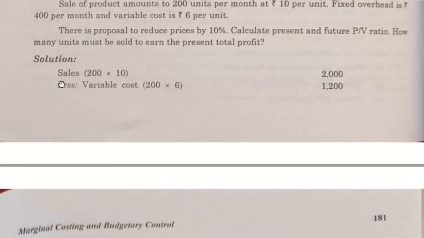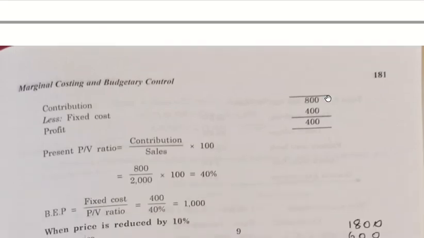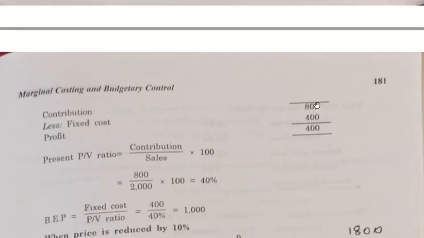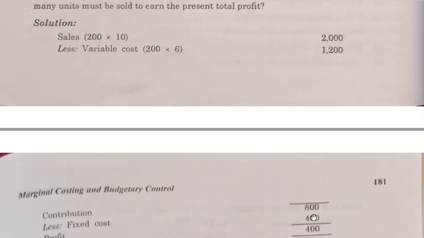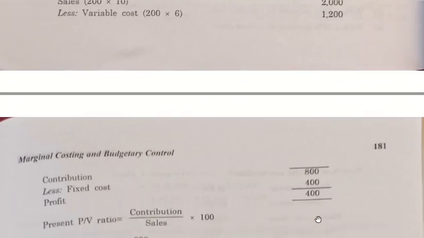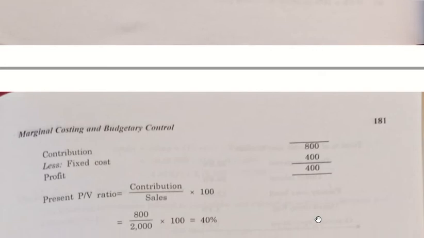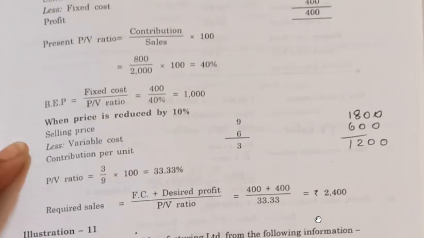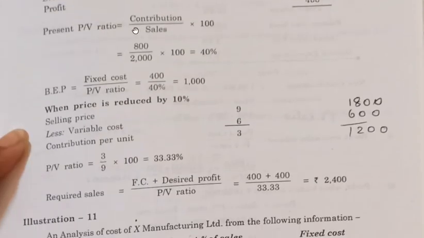So you start with your sales. How many units do we have? 200 into 10 rupees per unit. So total you get 2000, less your variable cost, 200 into 6 rupees per unit, 1200. So your contribution will be 800, which is your balance, 2000 minus 1200. Your fixed cost, which they have given, is 400 rupees total. So your profit will be 800 minus 400, which is 400. So your present PV ratio is equal to contribution divided by sales into 100. 800 divided by 2000 into 100, 40%.